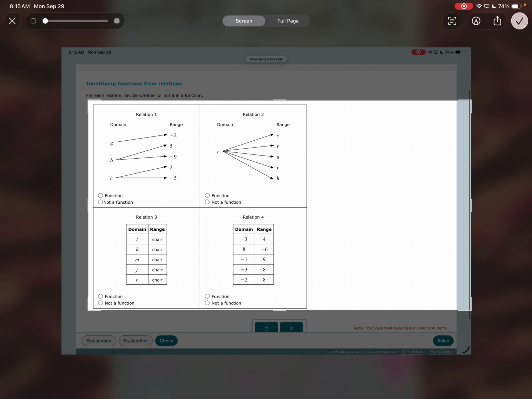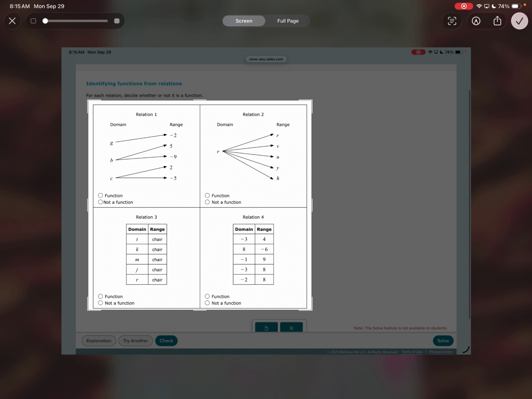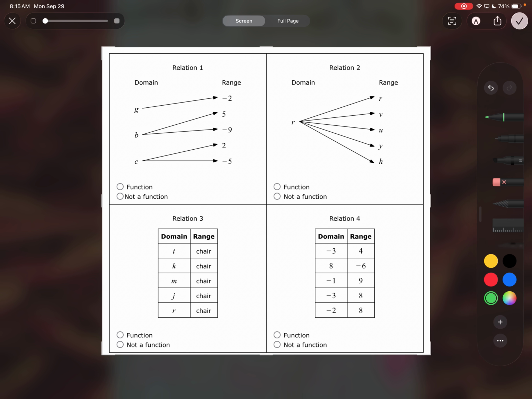Okay, so we're trying to decide if these are a function or not. It gives us a bunch of different ranges. For every X, there's exactly one Y. If I look at this one and ask what B goes with, you would say 5 and -9. So this is not a function. Everything in the domain can only go with one thing in the range. So you're looking for only one arrow coming out of each thing if it's a function. This one's definitely not a function because if I ask what R goes with, there are several.